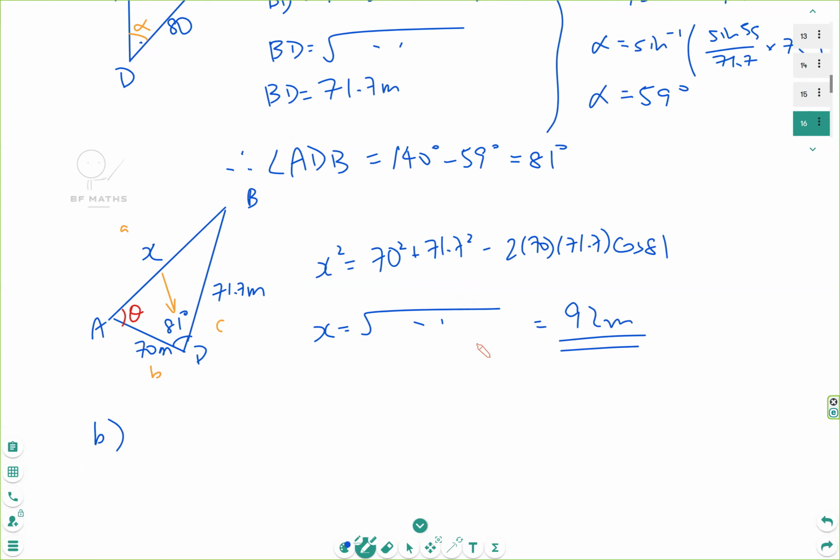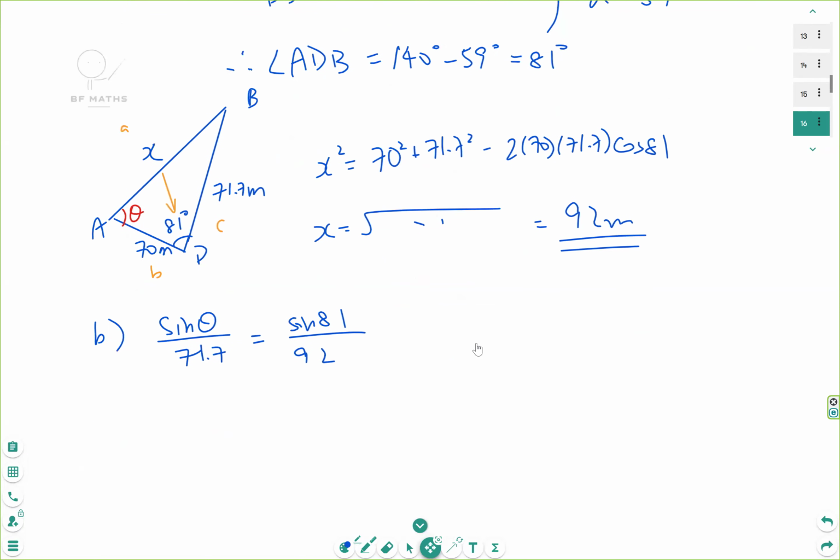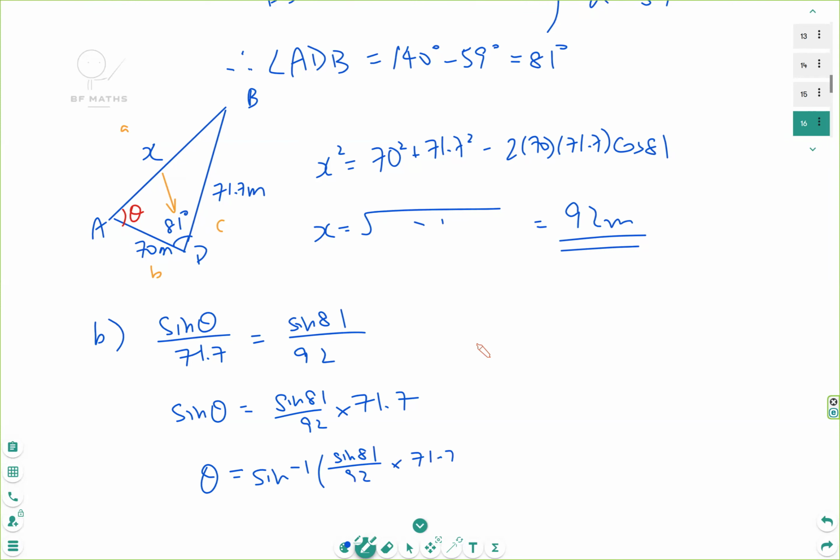Question B, to work out angle theta, perhaps we can use the sine rule. You should, because two angles, sine rule. So sine theta over 71.7 equals sine 81 over x, which is 92. Therefore, if I multiply 71.7 over first, so sine 81 over 92 times 71.7, and then I will do the inverse of that. Put in the calculator inverse sine of the fraction, sine 81 over 92, times 71.7. Make sure you put it in the calculator carefully. You should get 50.3 degrees.